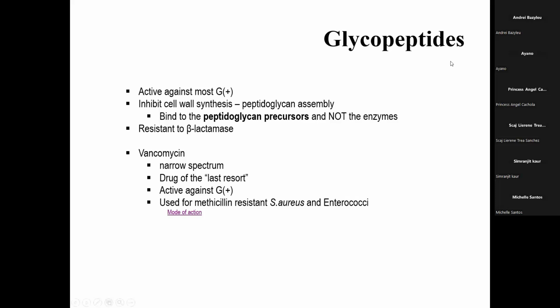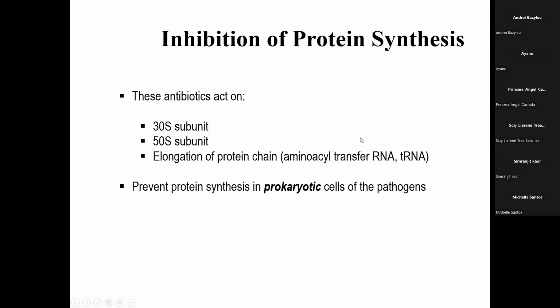So, like with glycopeptides, like I told you, remember that it's acting on the same, not organelle, but the same molecular structure as the beta lactams. So that's what unites these two families, but at the same time, it acts on it in a different way, in a different fashion. All right.